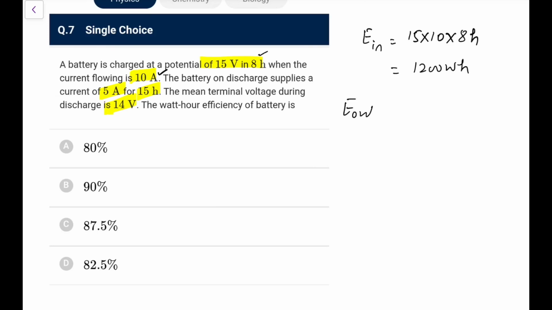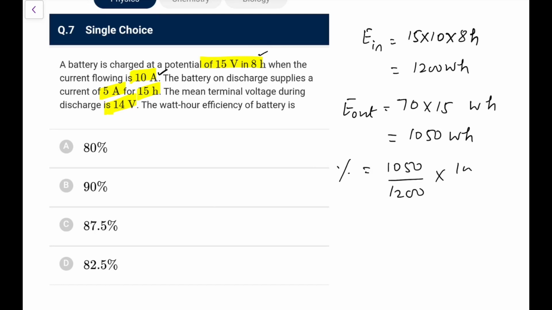And what it delivers is 14 volts, 5 ampere, 15 hours. So 14 into 5, that is 70. 70 into 15, that is watt hour. 15 sevens is 1050. So 1050 watt hour. The percentage efficiency you can make out as 1050 over 1200 into 100%. You are left with 105 over 12, which is 8 times 12 is 96, and you are left with 90. 90 means again 7, and it would be 87.5%. Go for option C in this case.